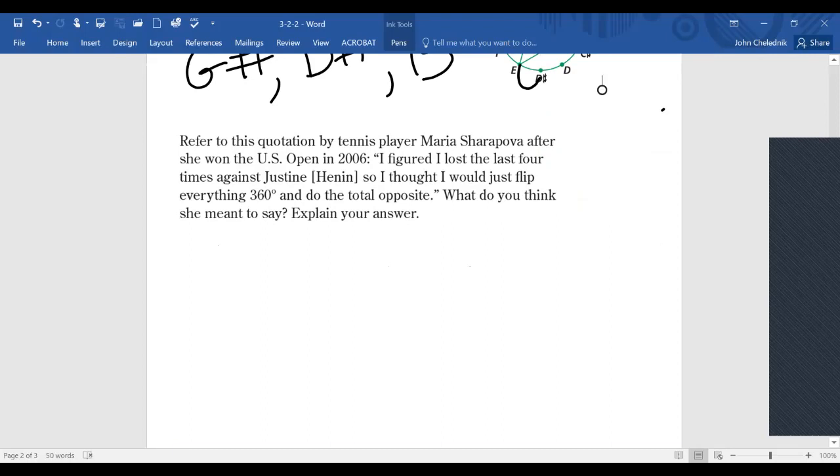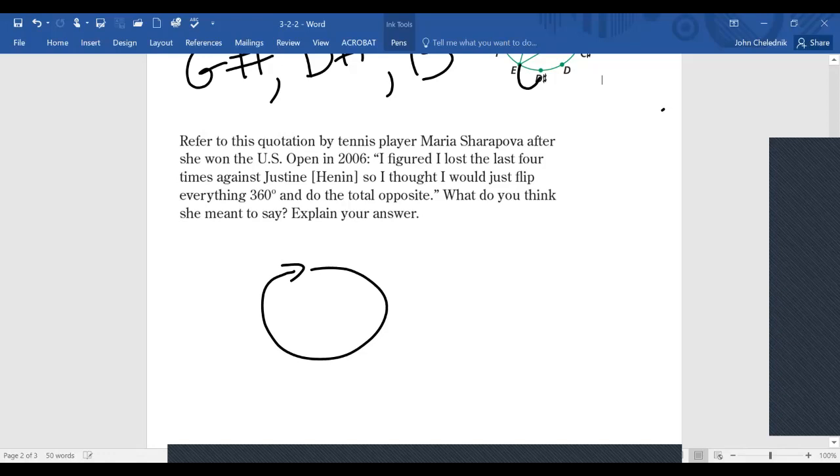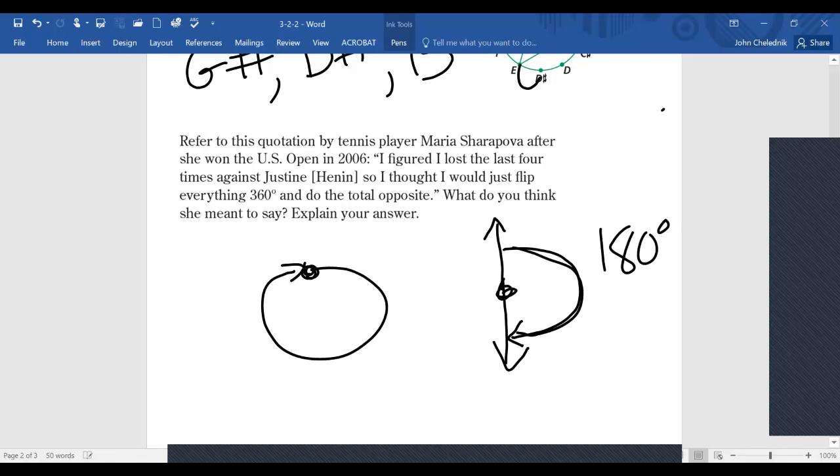Maria, if you flip things 360 degrees, you're actually going in a complete circle and you end up exactly where you started. So I think what you meant to say was half of 360. You know what I mean? Like if you were facing this way, you end up doing the opposite thing. I think that's what you meant to say. So I think what she meant to say is 180 degrees. 360 divided by 2.